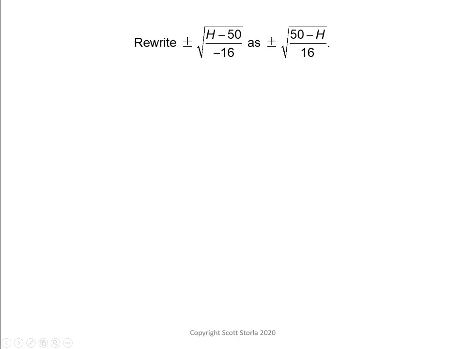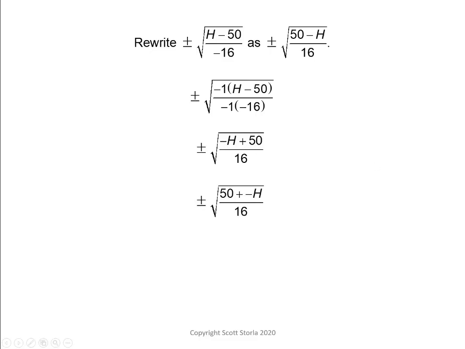Here's one for you to try. Noticing that I need to work with the radicand, I'm going to multiply the numerator and the denominator by -1. I'll distribute and get negative h plus 50 and a positive 16. Again, we usually rewrite a sum like this as 50 plus negative h, and that's often written as just 50 minus h.